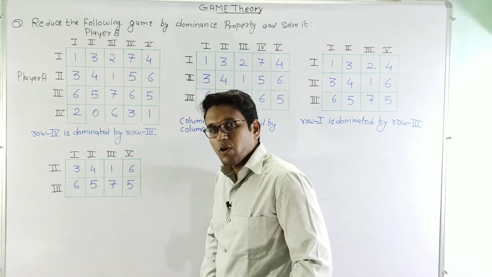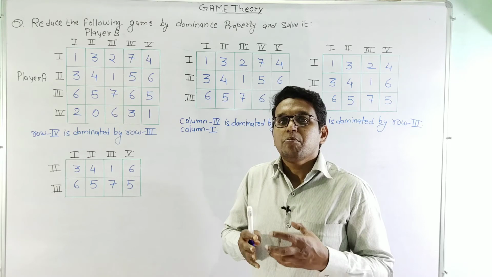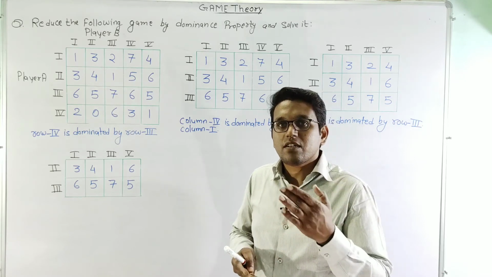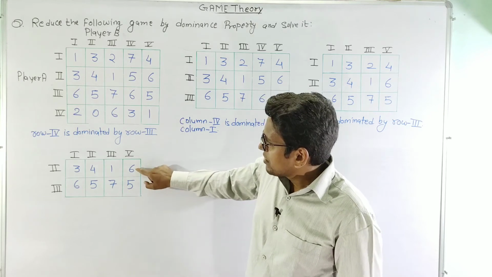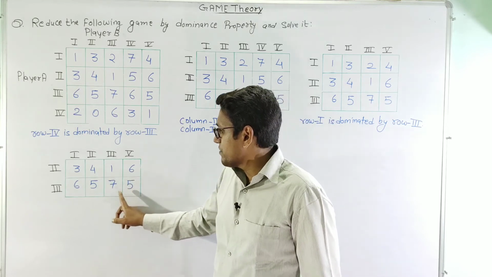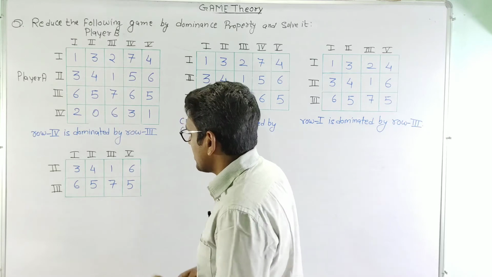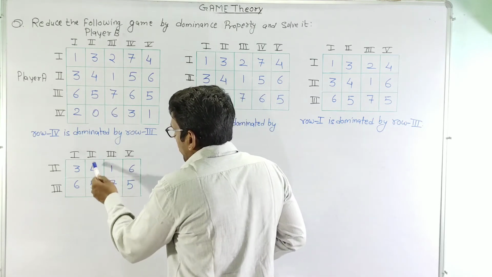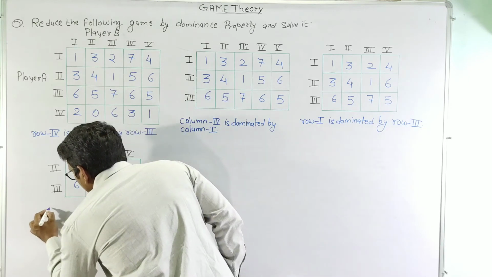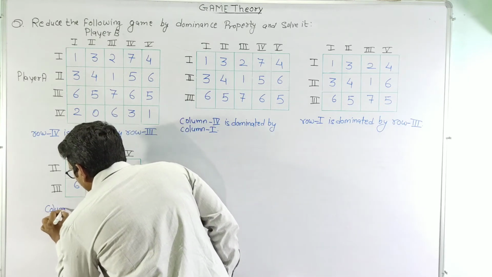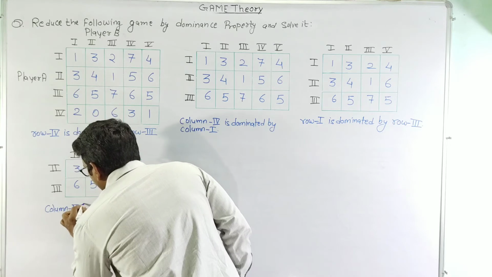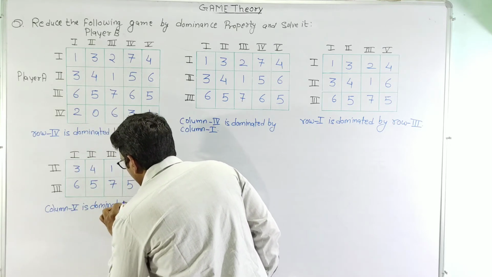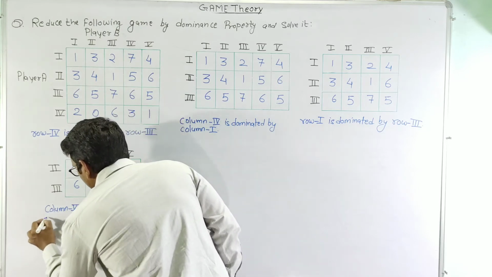And according to column domination, the dominated column must have each element either greater than or equal to the other existing column. So here this is 6 greater than 4, this is 5 equal to 5, and this shows that column 5 is dominated by column 2.